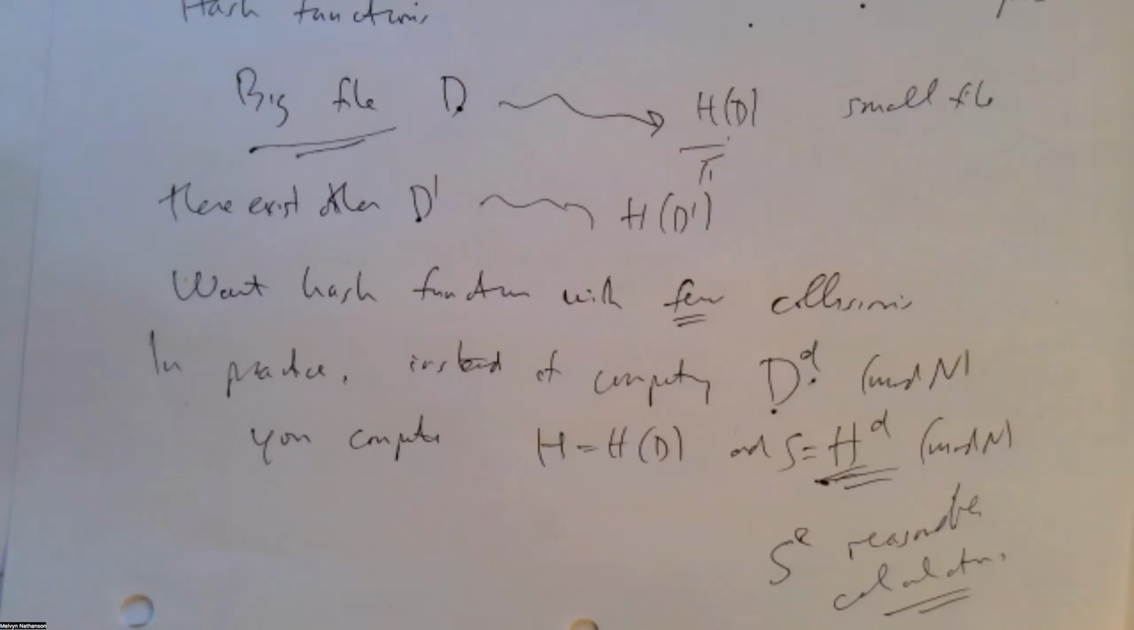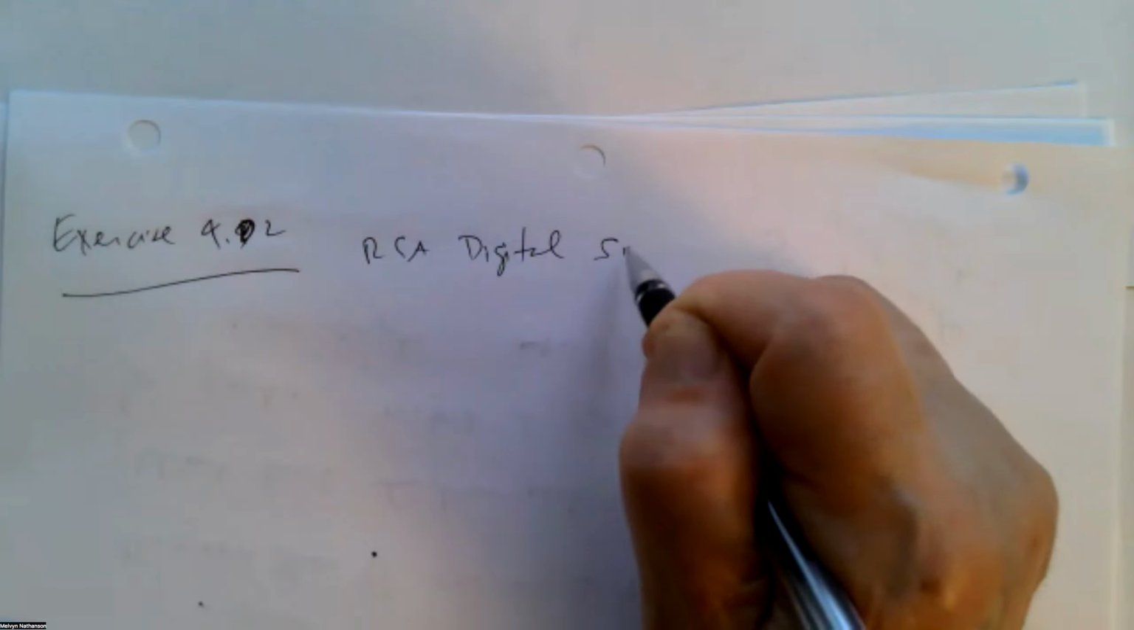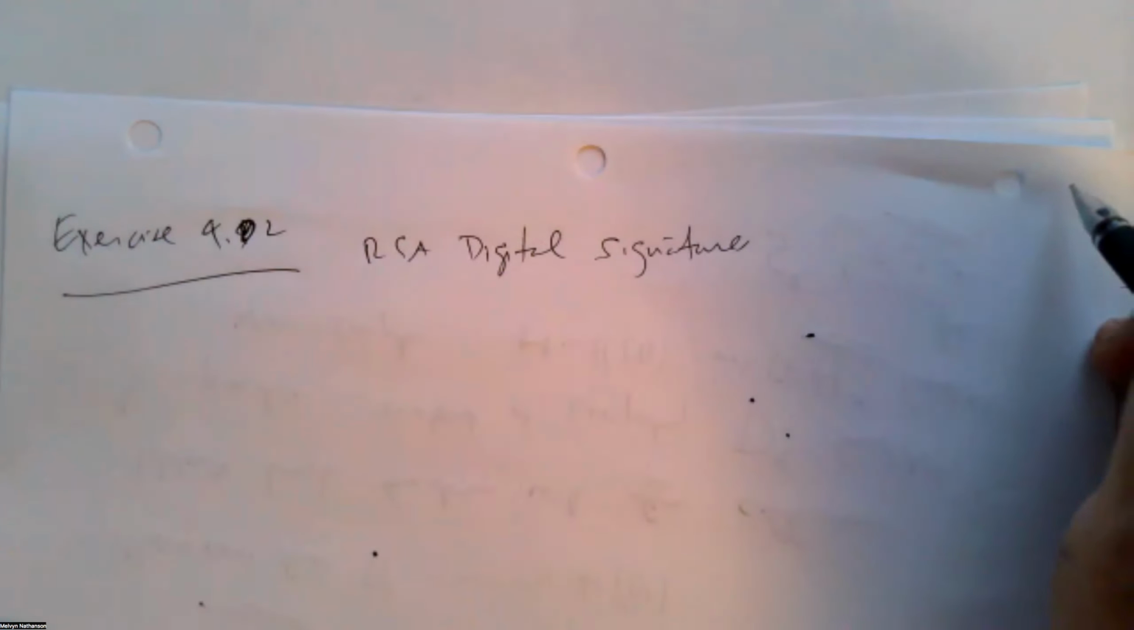I think I had assigned, let me just find the homework. There we go. So I had assigned a couple of problems, 4.1 and 4.2, on this subject. And let me actually do the homework problems, at least the first one. So this is exercise 4.2 on RSA digital signatures.